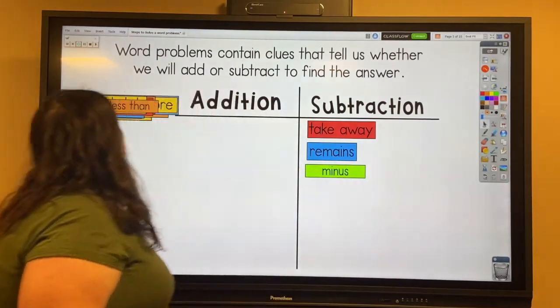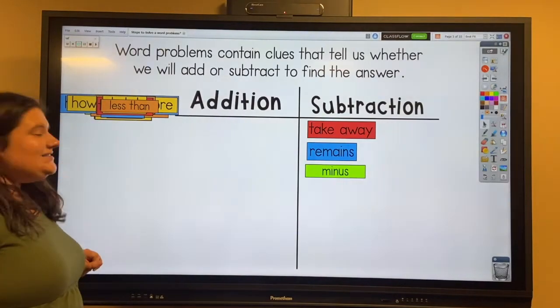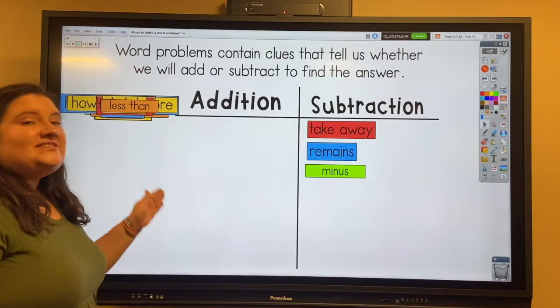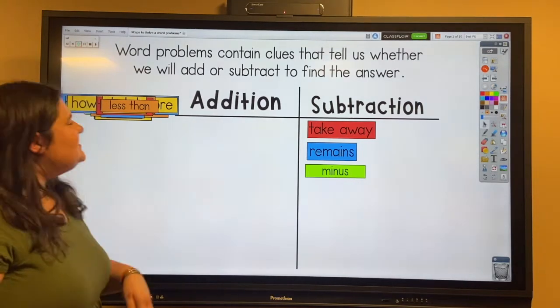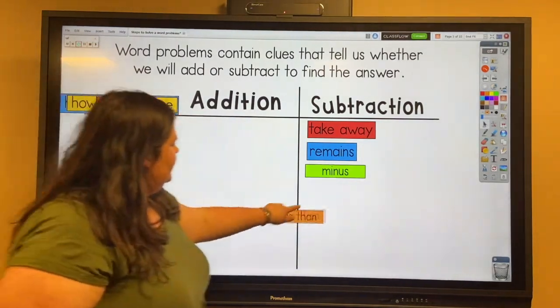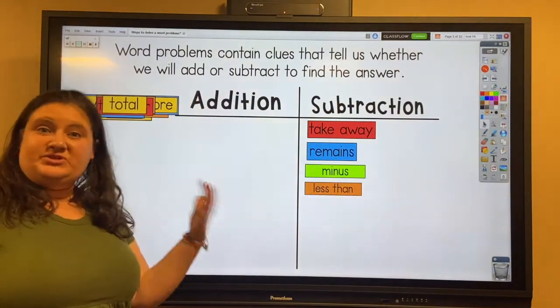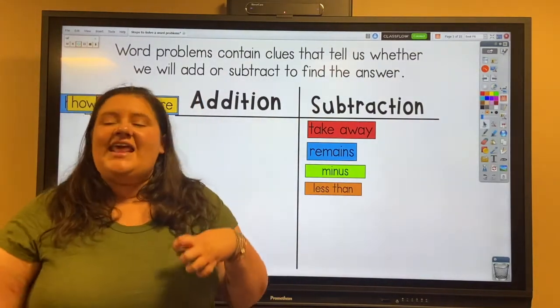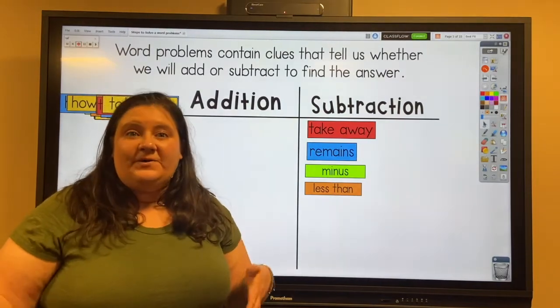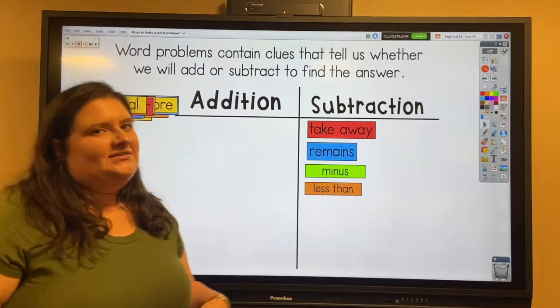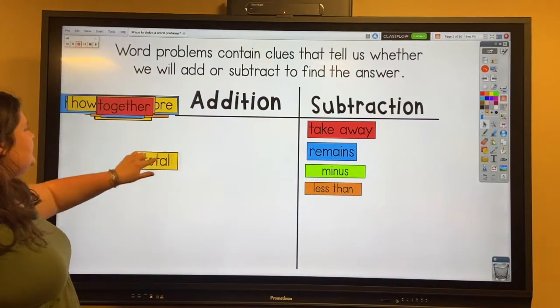All right, we have less than. If something is less than something, like what is less than 6, that means I'm going to be subtracting. Ooh, total. If you think about going to Walmart or the grocery store, and as you're checking out, you get your total, that's how much your whole bill is going to be. Are you adding or subtracting? You're going to be adding to find that.